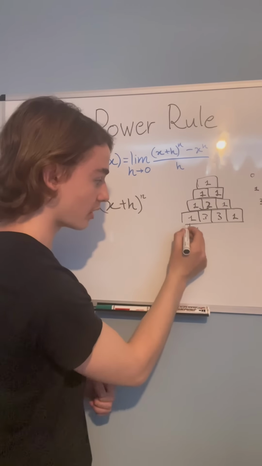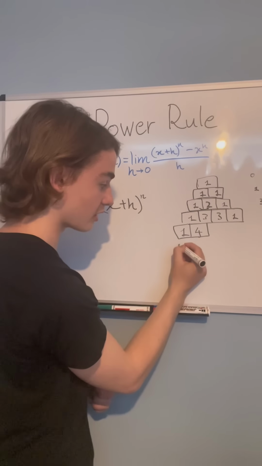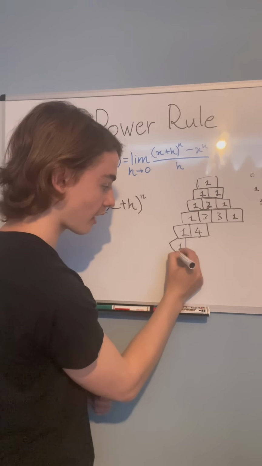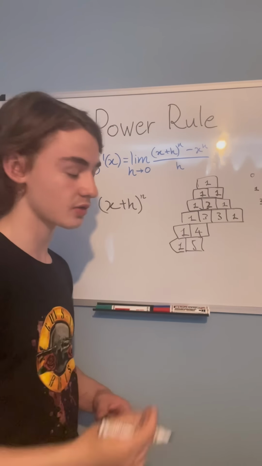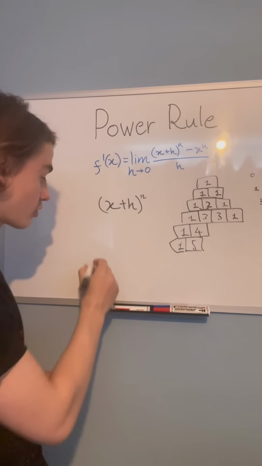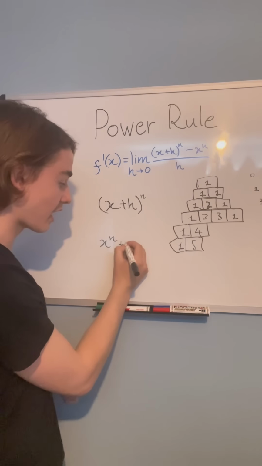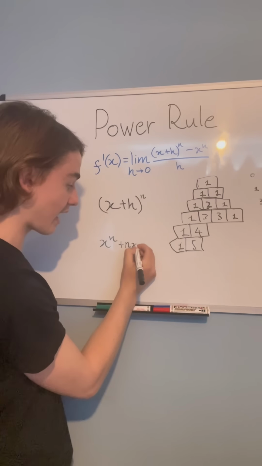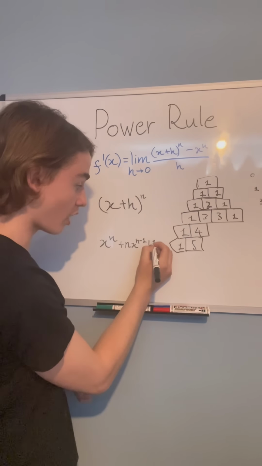Because if we add our bricks, we can ignore these bricks, but keep on adding here. So it'll be 1, and then 5 for the 5th layer, and then 1 and 6 for the 6th, 1 and 7 for the 7th. And so when we expand, our first two terms are going to be x to the n, and then plus n times x to the n minus 1, h to the 1.